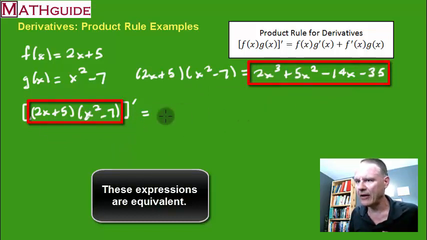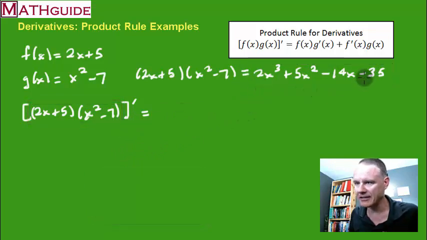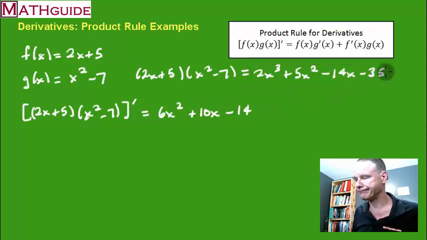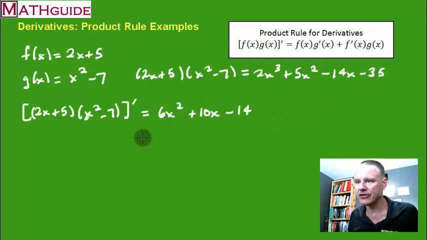So if I were to take the derivative of this, since I just multiplied first, I'm going to use the power rule for all of these. I'm going to take the power rule here, it's going to be 6x squared. Power rule here. Power rule here. And there you go. The derivative of a constant is 0. So I get that. Well, let's do it the new way.